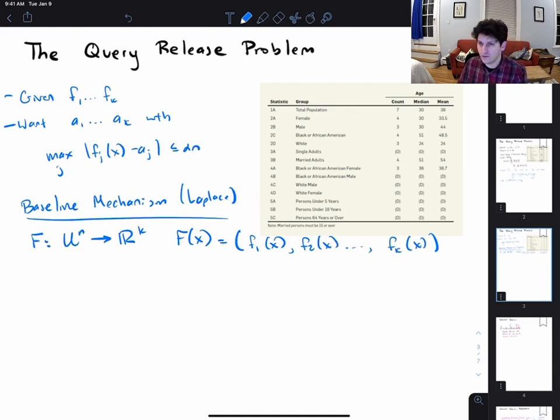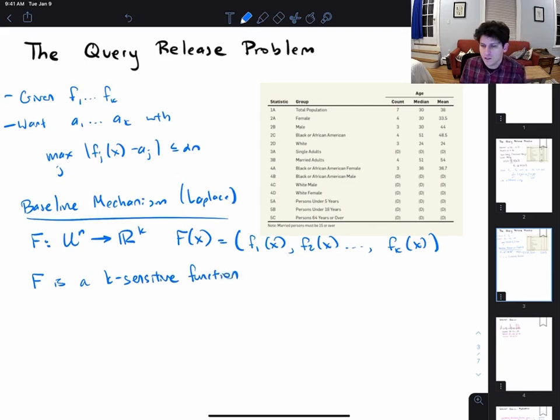What the sensitivity of the function is, right, it's how much changing one data point can change this vector in the L1 norm. So if I change one point, I can change the answer to every query by plus or minus 1. So the most I can change the vector in L1 norm is by k times 1, so k.